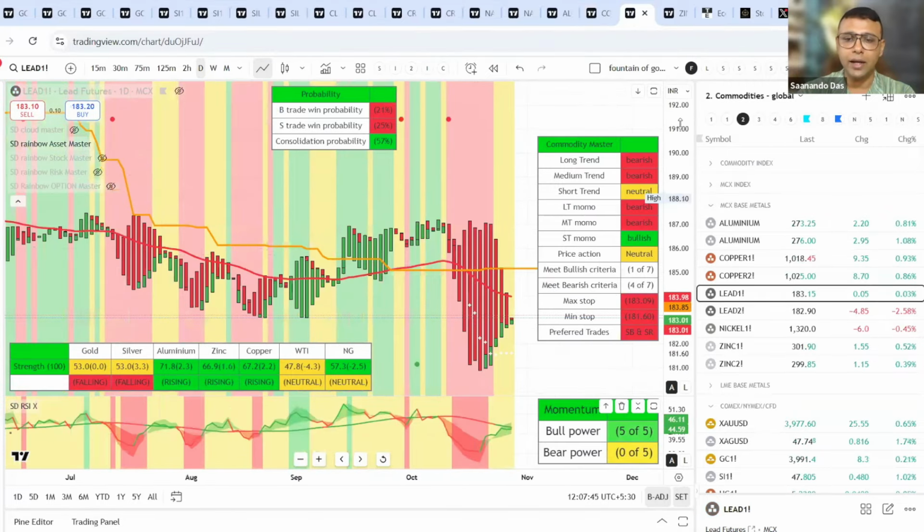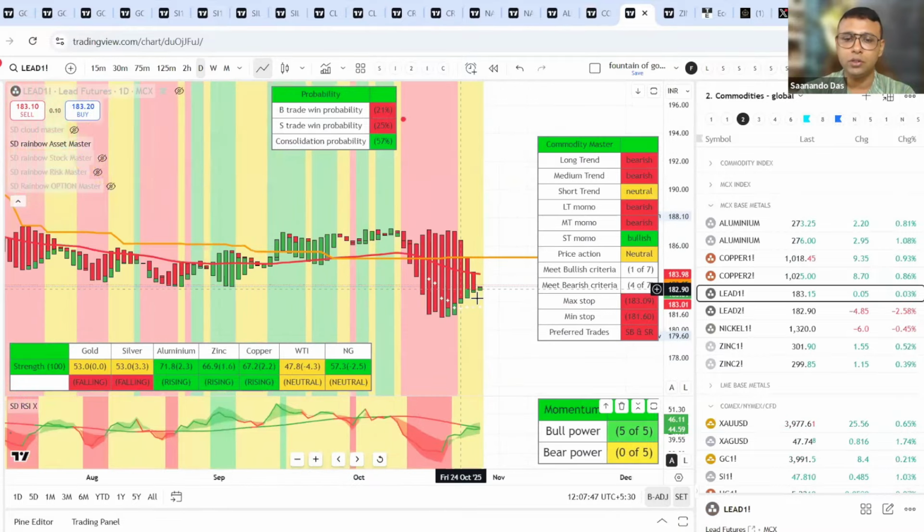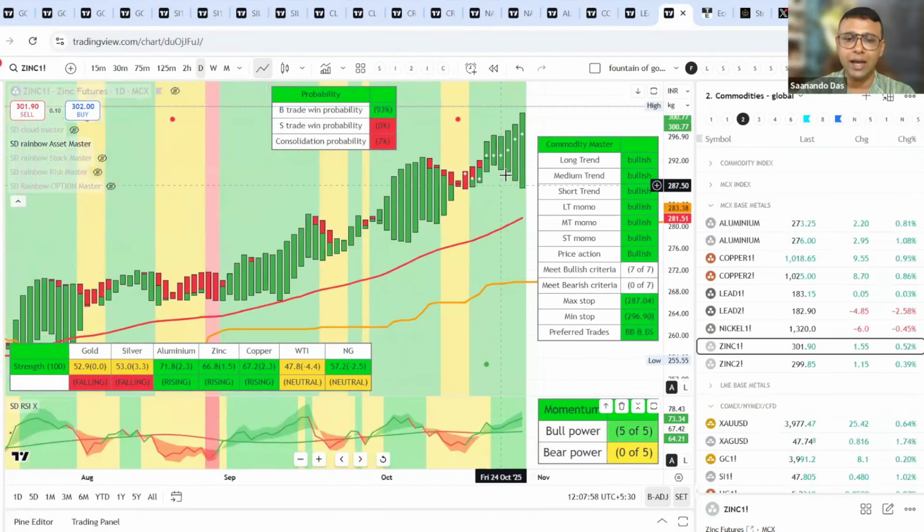Lead on the other hand is neither bullish nor bearish. It is operating in a small tight range. The last counter I will look at is zinc, another base metal, significantly bullish. So I'll prefer to remain bullish overall in base metals, especially aluminium, zinc, and finally copper.